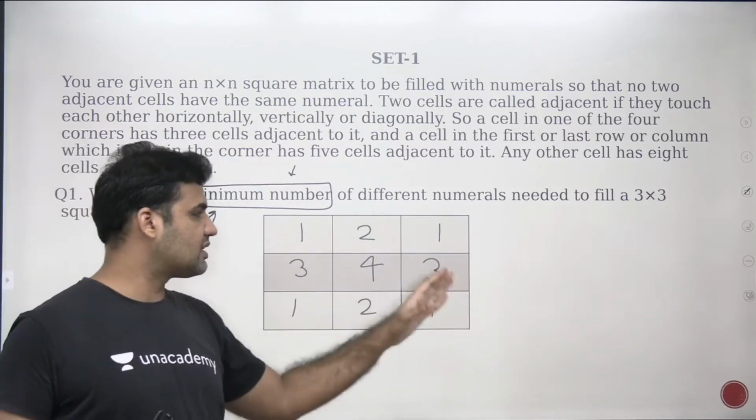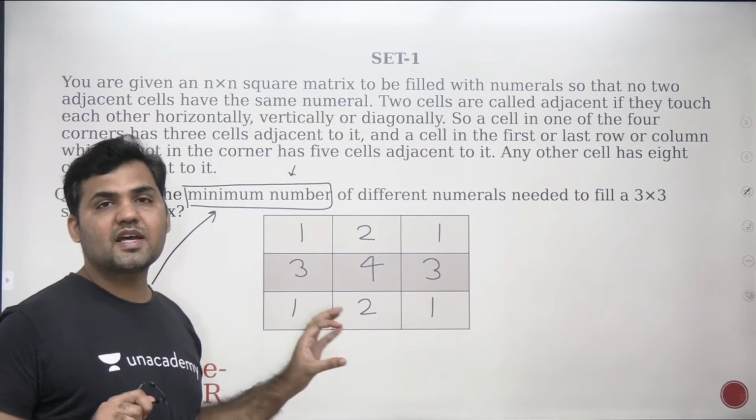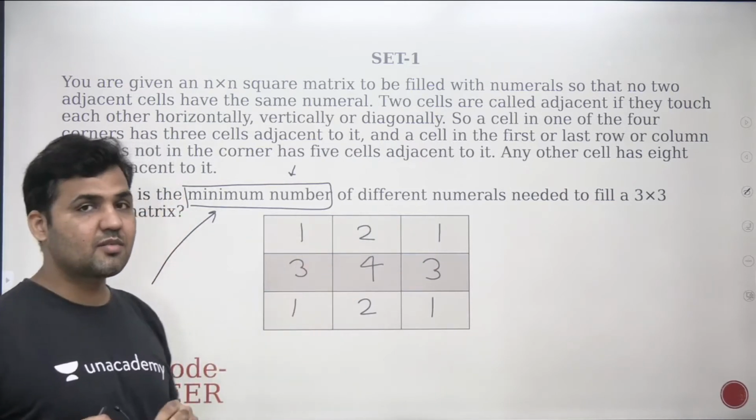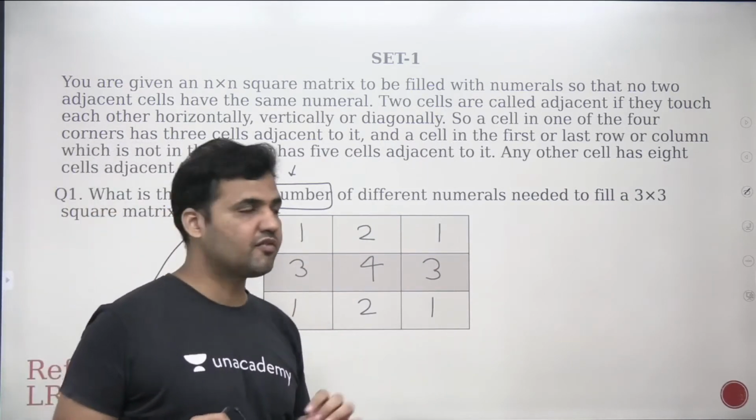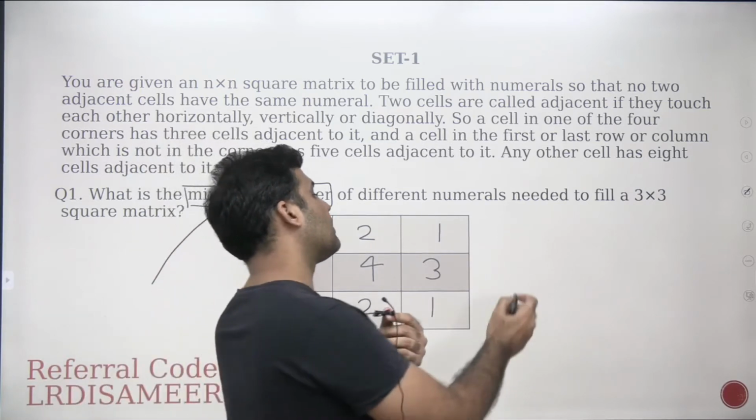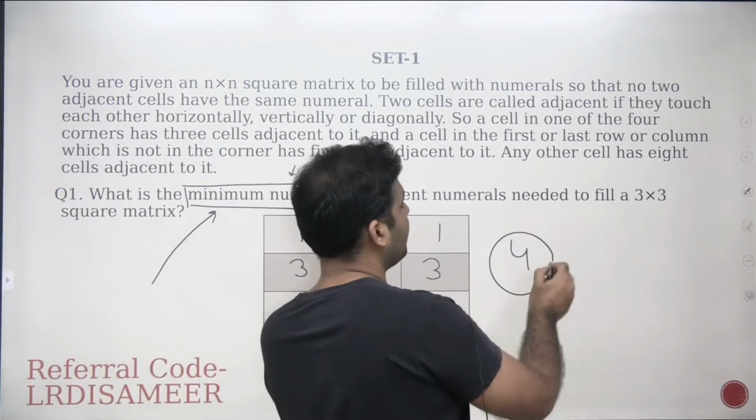And now tell me how many numerals I used, how many numbers have been used to fill this 3 into 3 square matrix? 4 numbers. 1, 2, 3 and 4. So the answer to the question is 4. That's it. This is what they are asking, right?